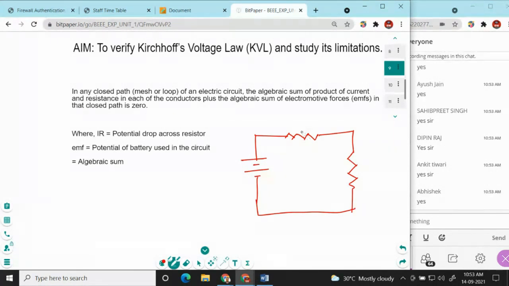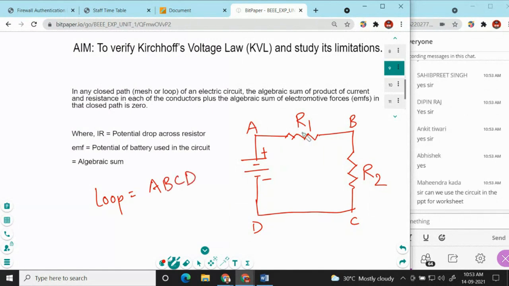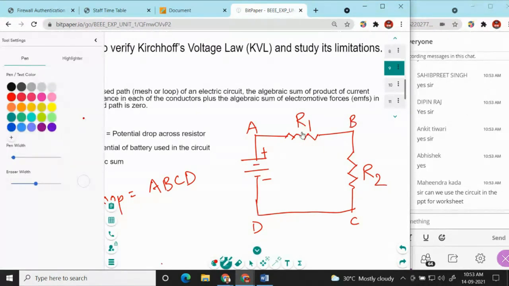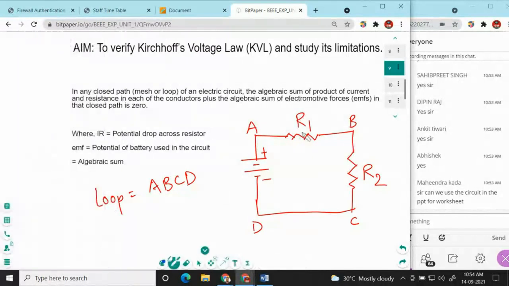Okay, so here is the positive supply, here is the negative supply. This is resistor R1, this is resistor R2. Let's suppose that A, B, C, D is a closed loop. Okay, this is a loop. Loop is equal to A, B, C, D. Clear, everyone? And suppose I am passing some current across this particular loop. The current is flowing through this closed loop as I.